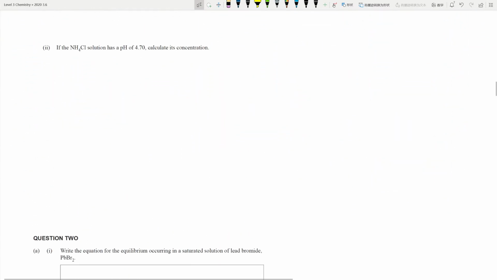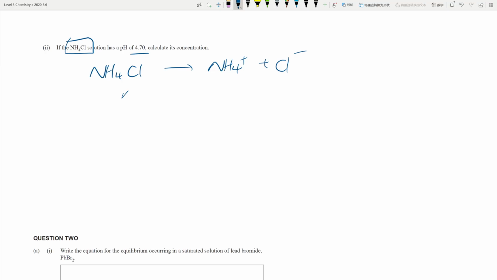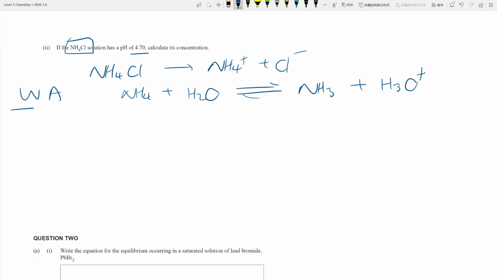Move on to the next one. If the NH4 solution has a pH, this is just easy. NH4Cl, let's just break it down: NH4 plus and Cl minus, and then your NH4 partially dissociates. You don't need to write this again, I'm just showing you again. This is a weak acid.